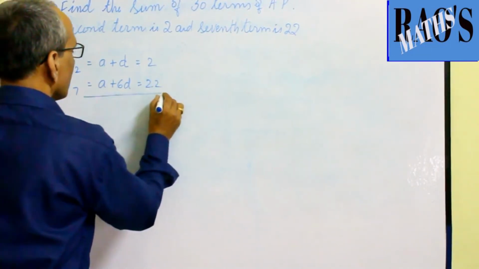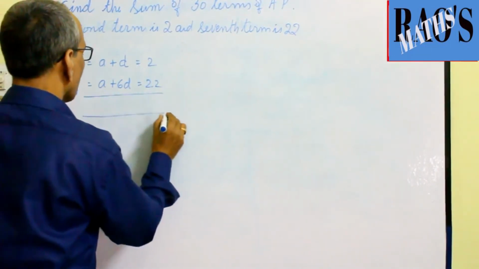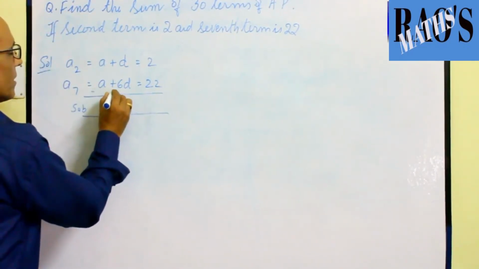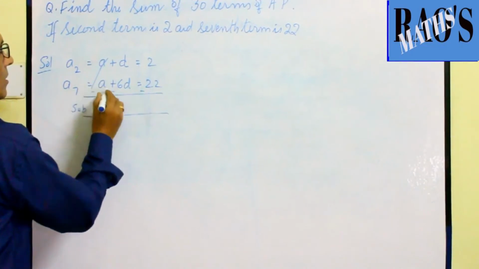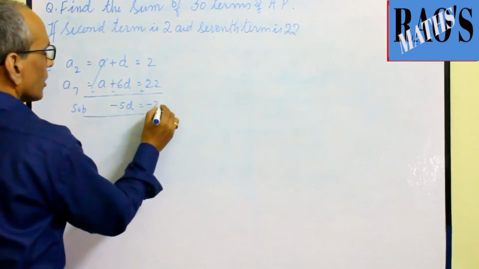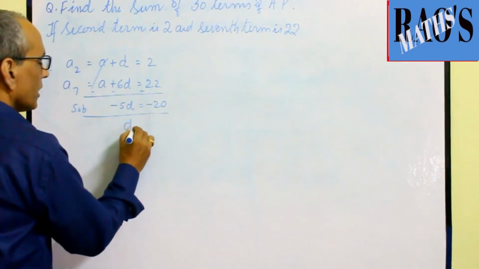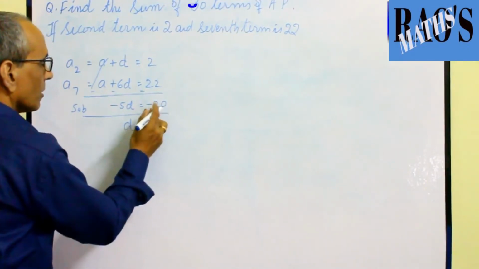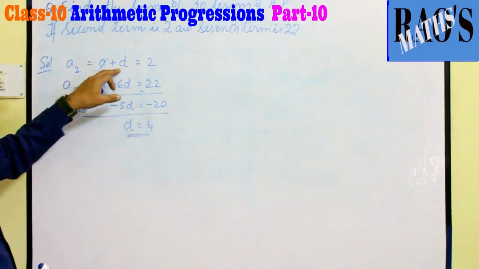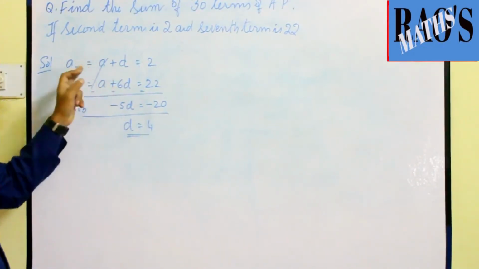By computing these, that means by subtracting, minus 5d is equal to minus 20. So d is equal to 4, that means 20 by 5 is 4. When I substitute d in the first equation, that is a plus d is equal to 2, I get the a value also.